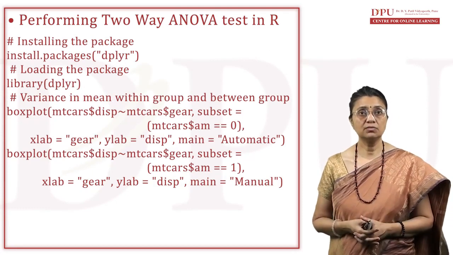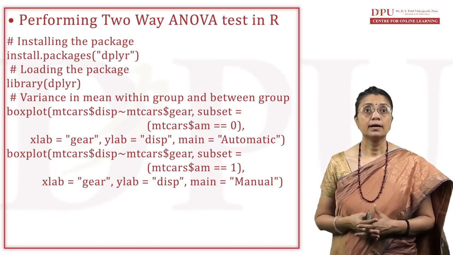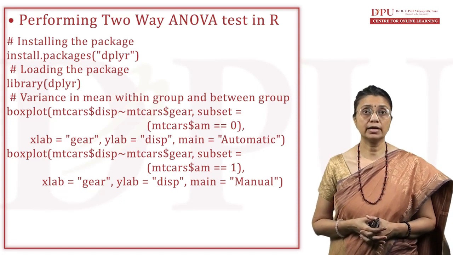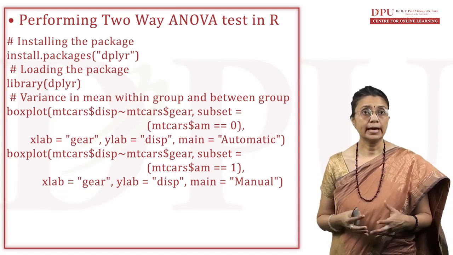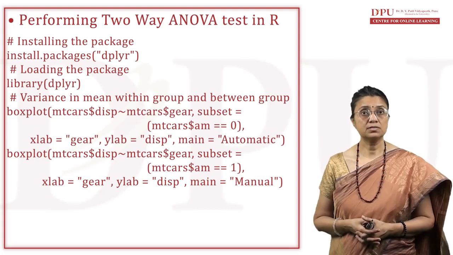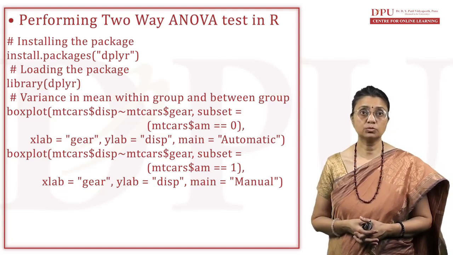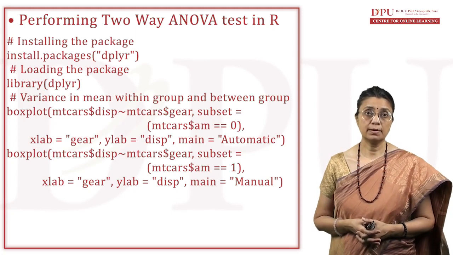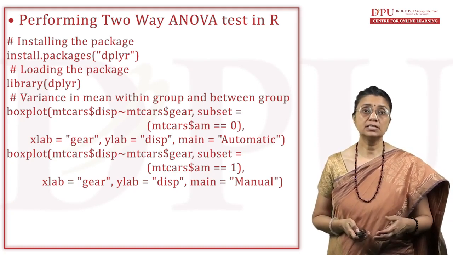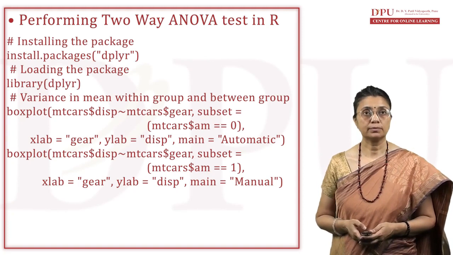Now, variance in mean within group and between group: boxplot, mtcars$disp, mtcars$gear, subset is equal to mtcars$am == 0, xlab is equal to gear, ylab is equal to disp, main is equal to automatic. And likewise, boxplot, mtcars$disp, mtcars$gear, subset is equal to mtcars$am == 1, xlab is gear, ylab is disp, and main is manual. So that is how we are creating the box plot.